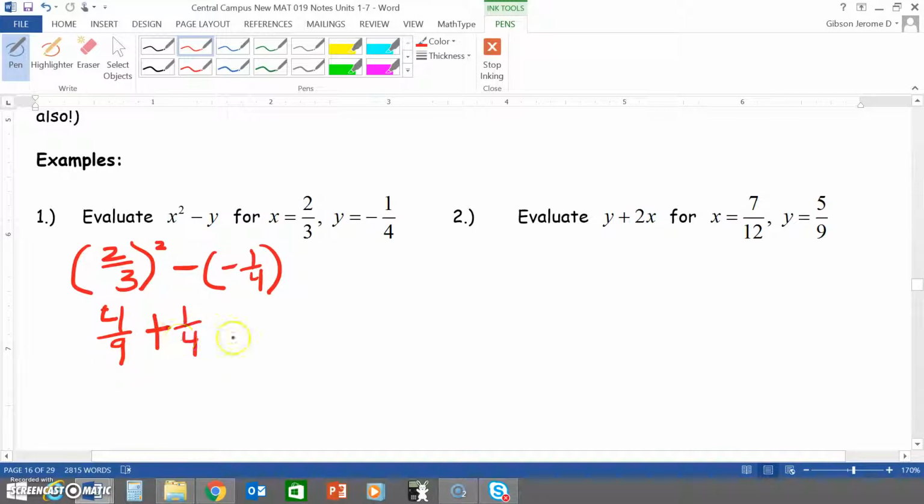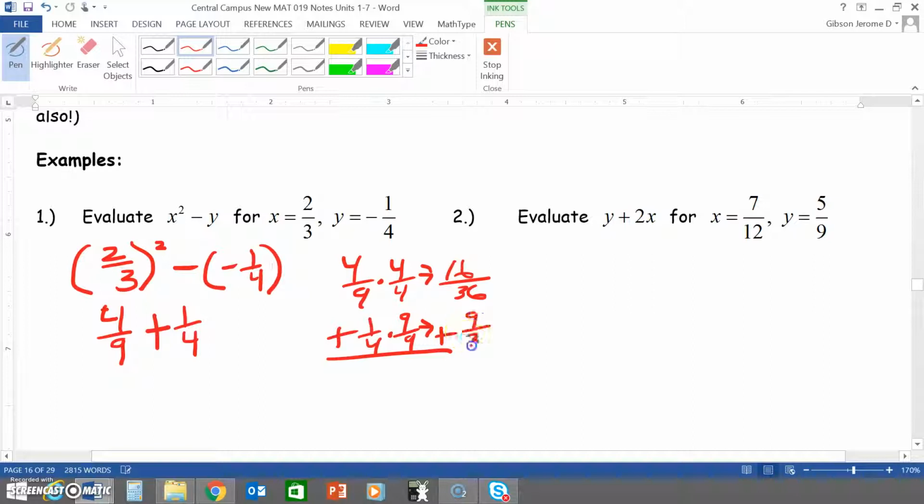So now we add different denominators. We can line this up vertically. Now the common denominator of 9 and 4 is 36. So we'll multiply this numerator and denominator by 4 and multiply this numerator and denominator by 9. So this would be 16 over 36 plus 9 over 36. And when we add this together, it will give us 25 over 36. And that is the final answer for number 1 here.